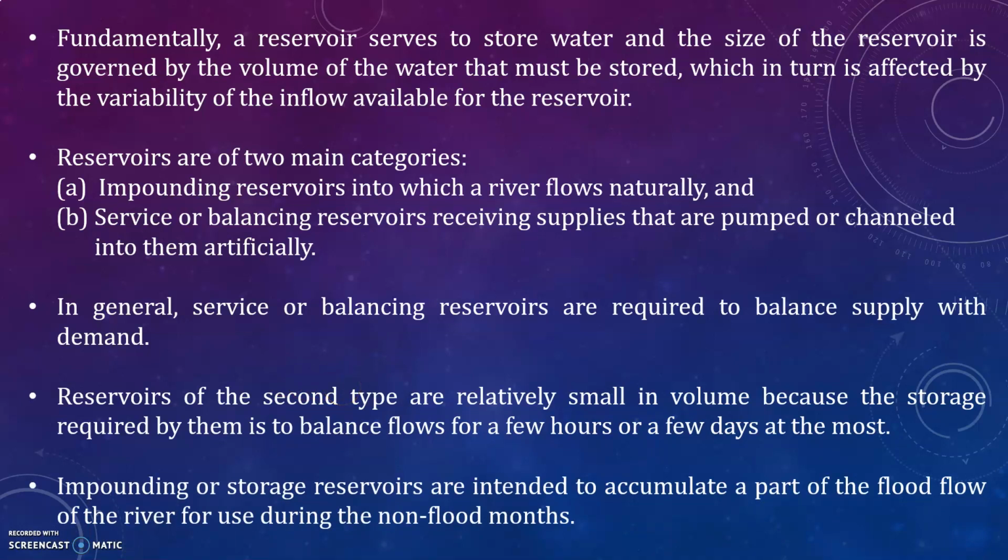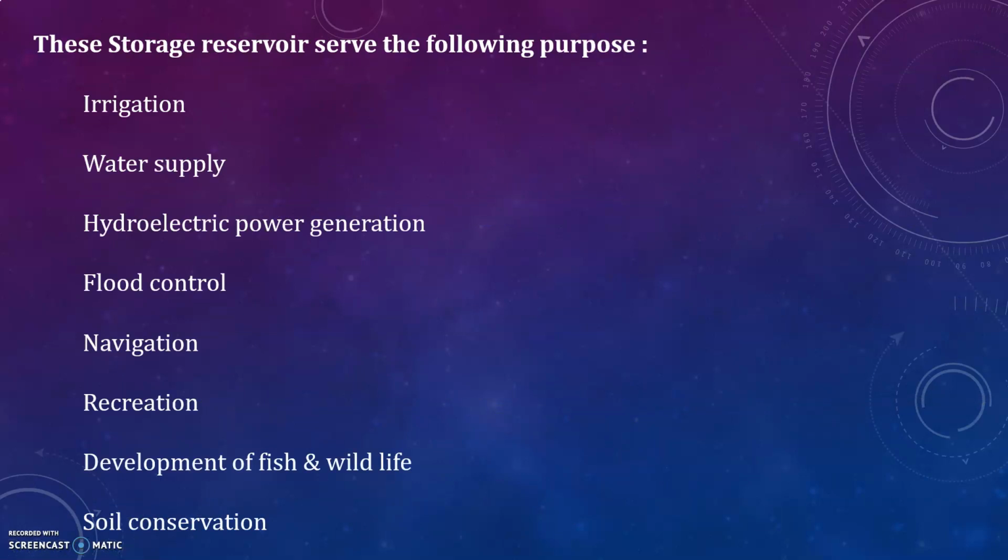Impounding or storage reservoirs are intended to accumulate a part of the flood flow of the river for use during the non-flood months. These are some of the purposes of the storage reservoirs. The main ones are irrigation, that is storage and control of water for irrigation, storage and diversion of water for domestic uses, water supplies for industrial uses, development of hydroelectric power, increasing water depths for navigation, storage space for flood control, reclamation of low-lying lands, debris control, preservation and cultivation of useful aquatic life, and recreation.